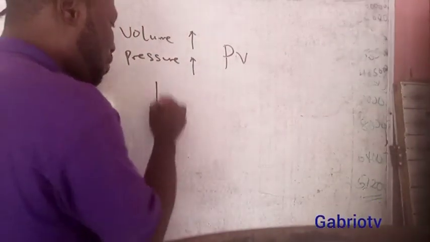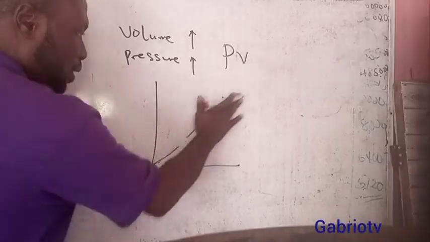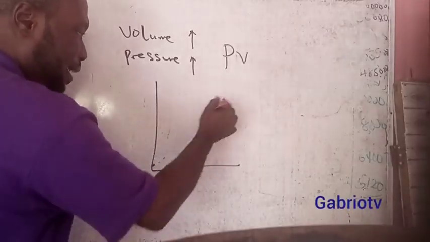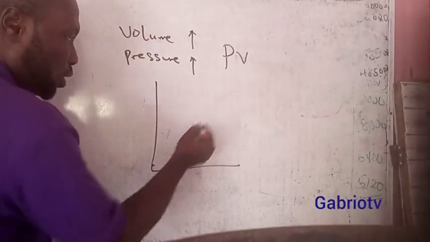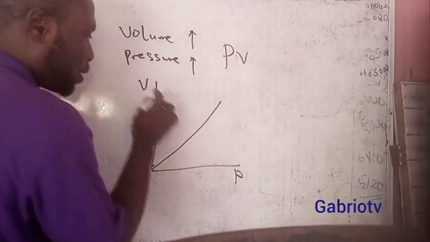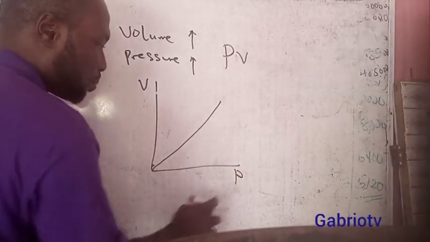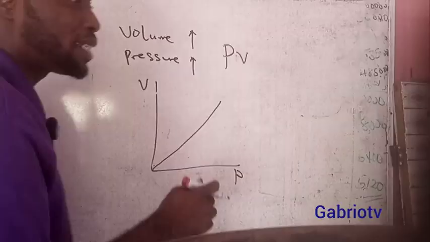Then putting it in a graph, you have the volume. Let's say this is a line. This is a graph that passes through the origin. You have volume and pressure. So when you plot a graph of volume and pressure, it is what? Inverse, and it passes through the origin. And that's Boyle's law.